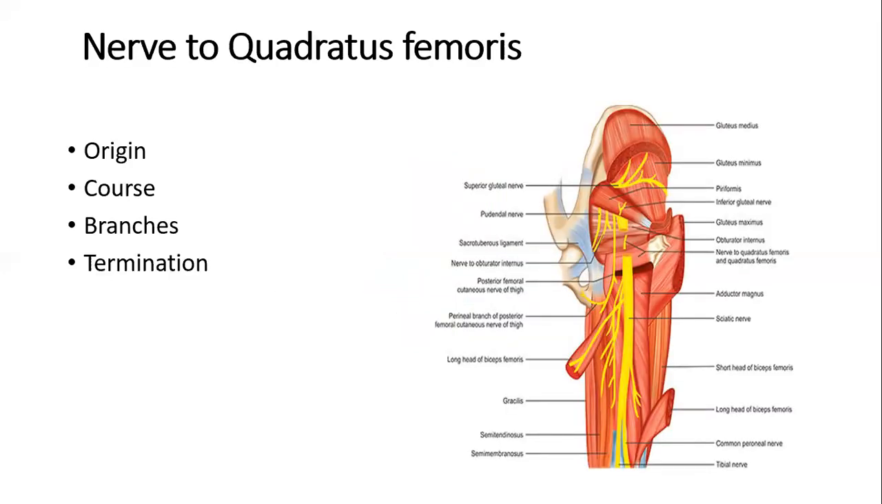Nerve to quadratus femoris. It is again a branch of the sacral plexus. Here in this diagram on the right side, you can see the nerve to quadratus femoris. It exits the pelvic cavity through the greater sciatic foramen. It runs down anteriorly, deep to the sciatic nerve, passing the root of the ischial spine, reaches the superior gemellus, obturator internus, and inferior gemellus, continues to run till the quadratus femoris, and it ends by giving off muscular branches to the inferior gemellus and quadratus femoris.